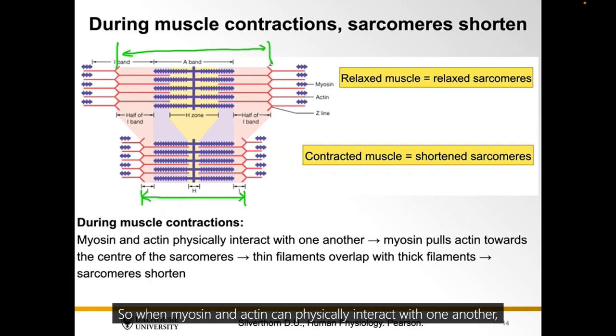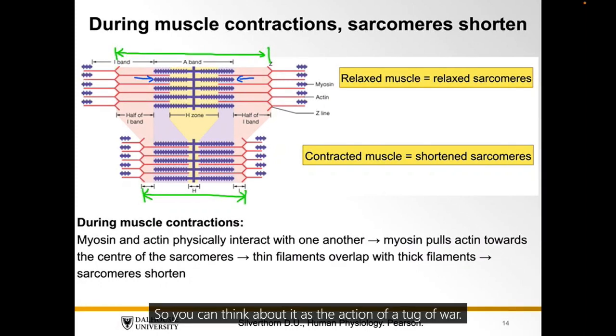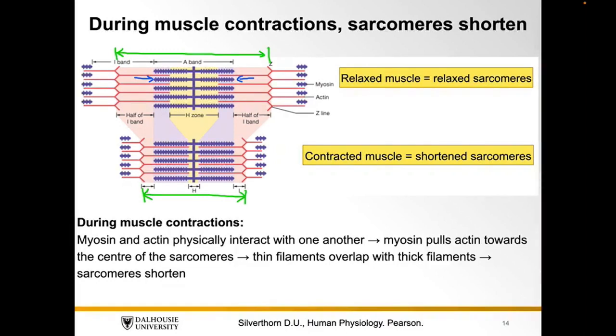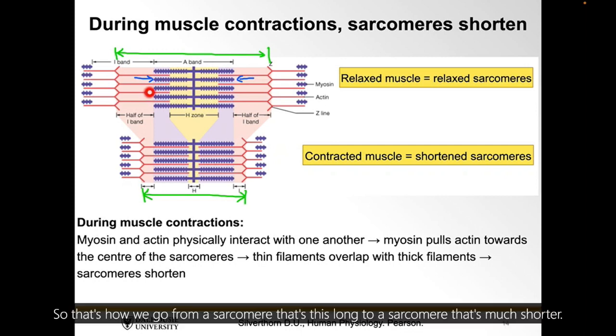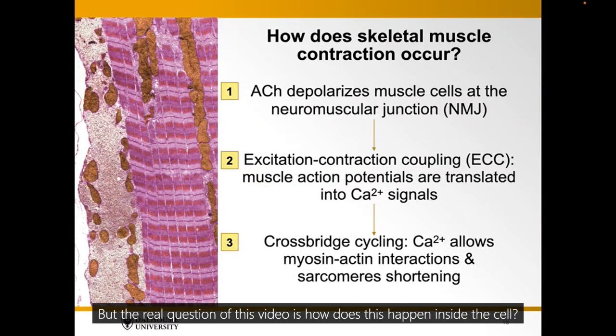So when myosin and actin can physically interact with one another, myosin actually pulls the actin towards the center of the sarcomere. So you can think about it as the action of a tug of war, where myosin pulls on the actin little by little and brings the actin closer to the center of the sarcomere. So that's how we go from a sarcomere that's this long to a sarcomere that's much shorter. But the real question of this video is, how does this happen inside the cell?